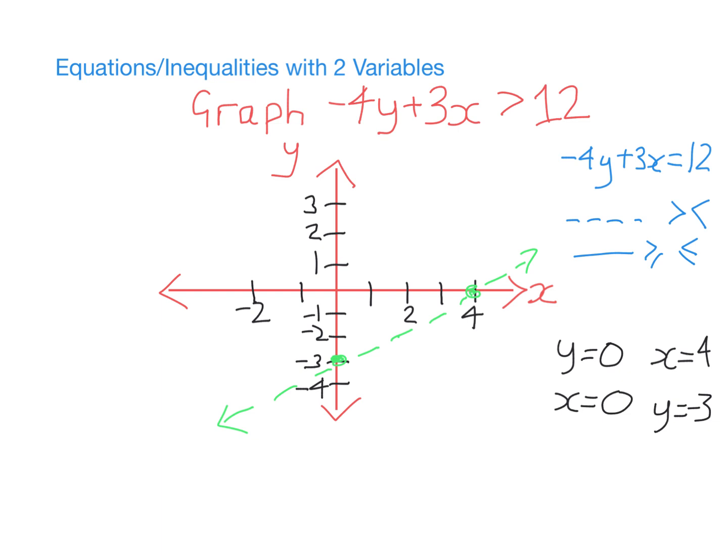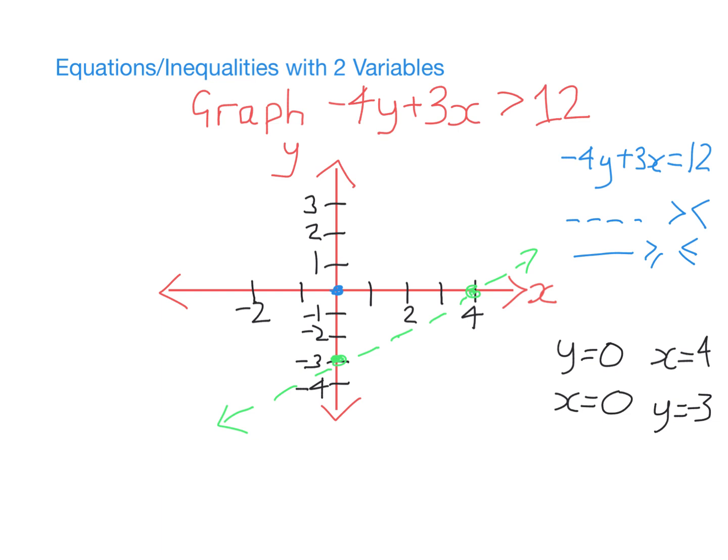The next thing we need to do is decide whether I shade this side of the line or this side of the line. So what we can do is pick a test point. Any point will do as long as it's not on the line. So 0, 0 is not on the line, let's pick that because that's an easy one to use.